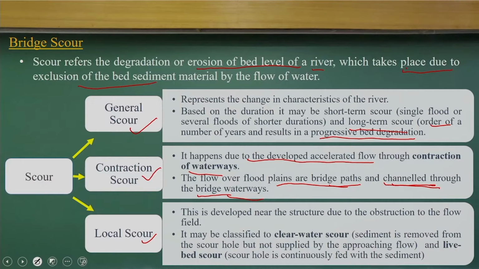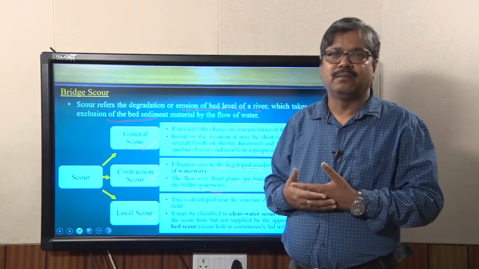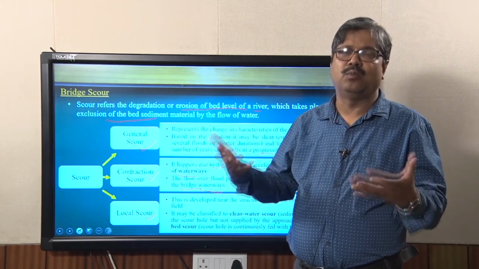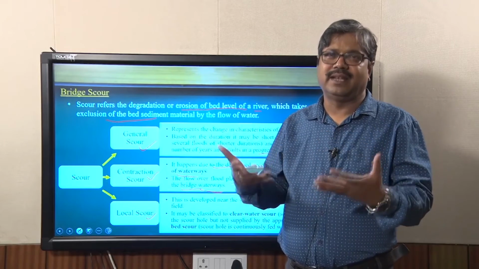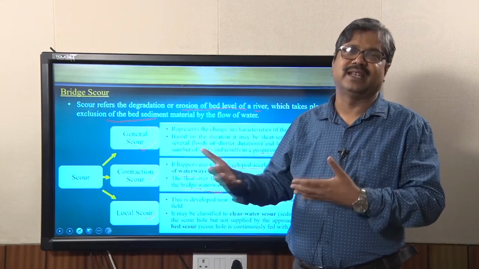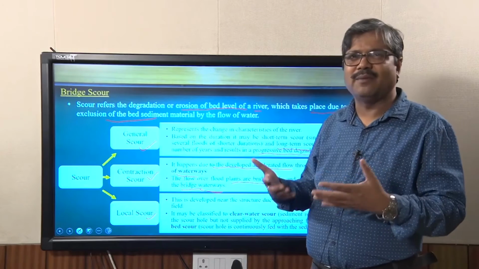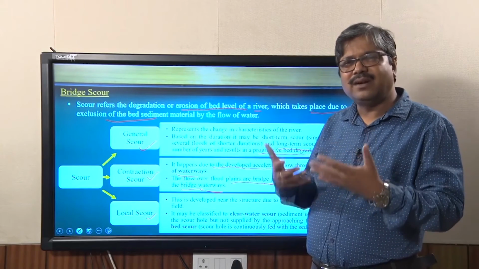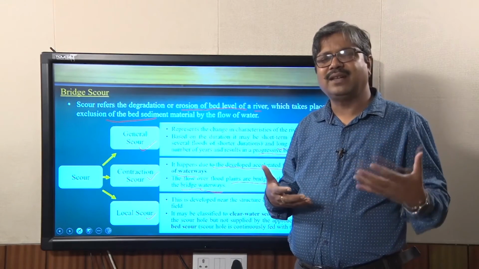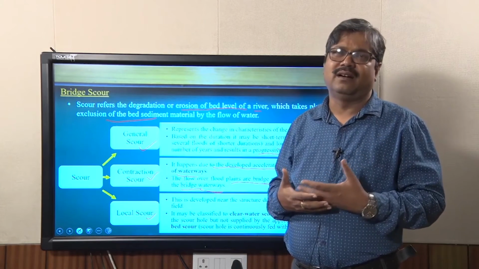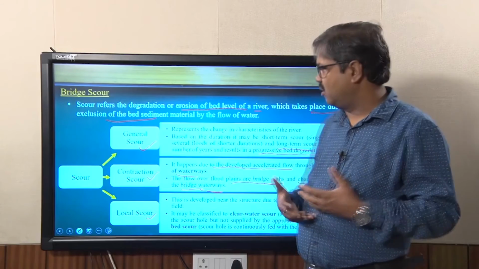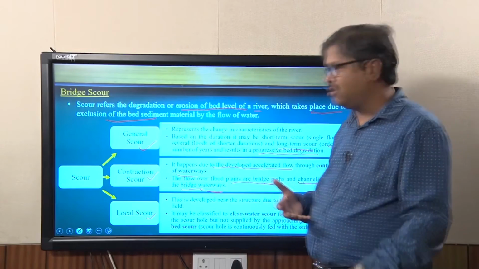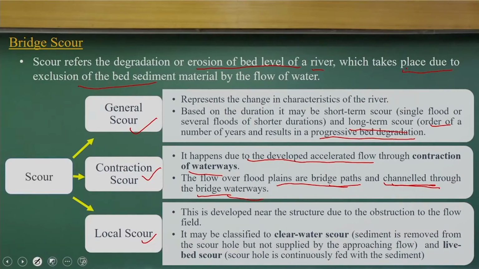So if you are designing a bridge for 100 years, then you can compute what could be the total general scour that happens in the next 100 years. We can have just a simple multiplication, but that needs the last historical bed level data to quantify the general scour, which we are not going into detail here. Then there are contraction scour and local scour.